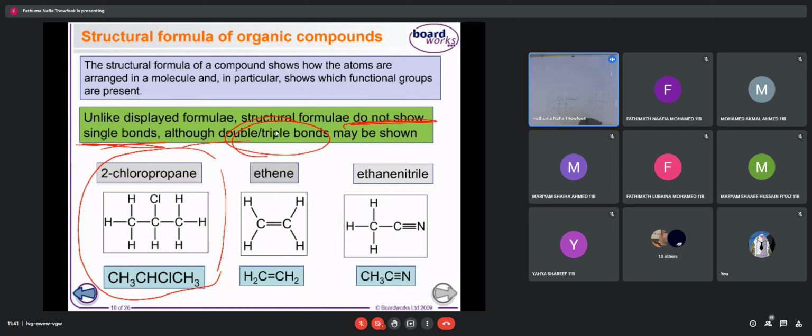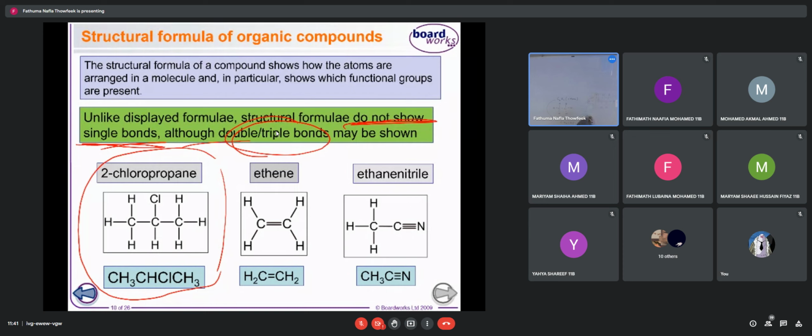But sometimes in exam papers they will ask you to write the structural formula. Now we'll see how you can write the structural formula. When you're writing the structural formula, start from one end. Always start from the left hand side and write it part by part.